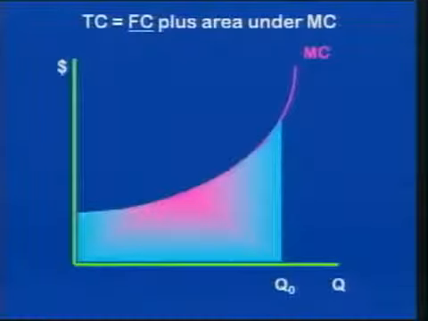So here is a general quantity. That is still the same idea. This whole area, you basically add the marginal cost of each unit here, and then add the fixed cost to give you the total cost.